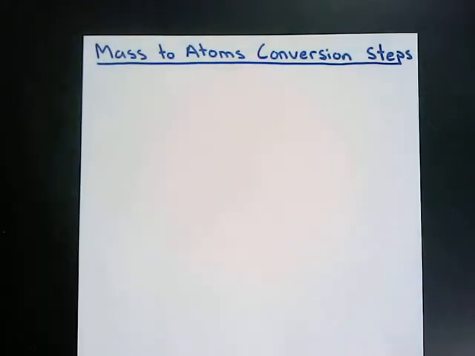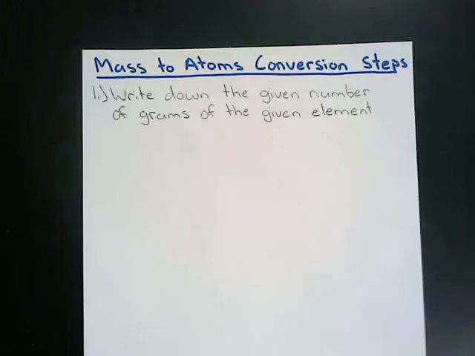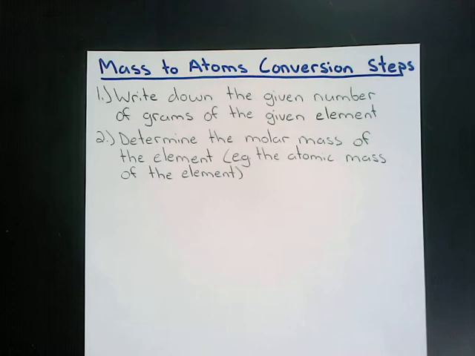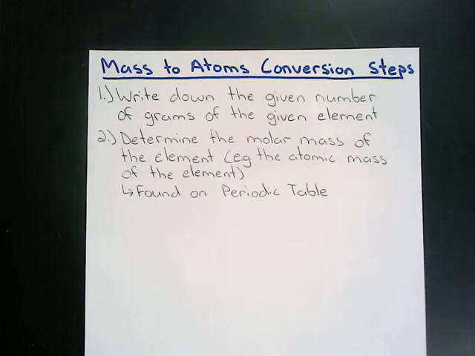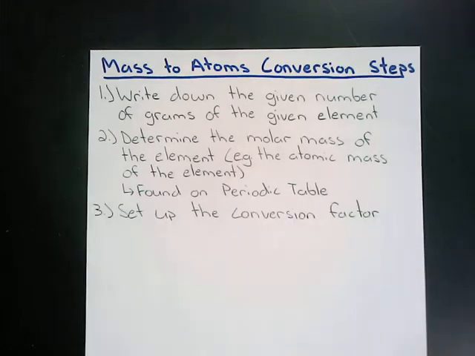Now, the first thing that we need to do here is write down the given number of grams of that element given in the problem. If it's not in grams, you need to convert it to grams. In the second step of this type of conversion, we determine the molar mass of the element, which is just the atomic mass of that element. Remember, the atomic mass can be found on the periodic table. The third thing to do here is to set up the conversion factor, and then calculate to determine the moles of the given element.